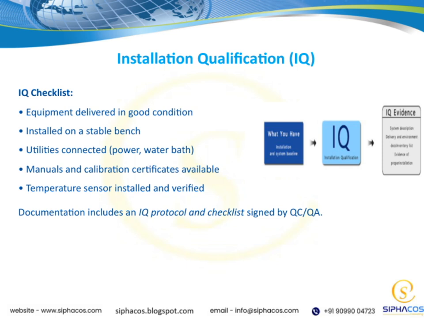All of these points are documented in an IQ protocol and checklist, which must be signed off by QC or QA teams. This documentation is vital because it provides traceability and confirms that everything has been checked thoroughly before moving on to the next phase. Overall, the IQ lays the foundation for reliable and compliant operation, tying directly into our overall quality assurance goals.